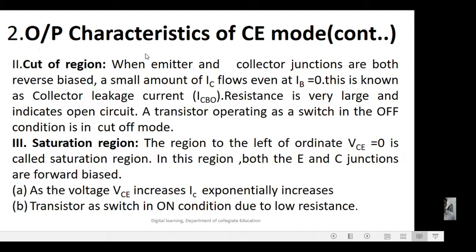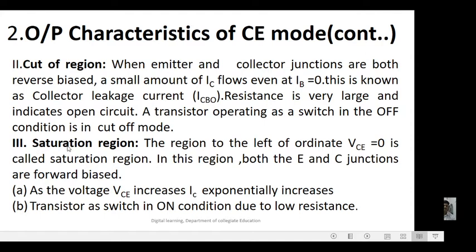Output characteristics of the CE mode. In the second point, we are going to explain the cutoff region. When emitter and collector junctions are both reverse biased, a small amount of IC flows even at IB equal to 0. This is known as collector leakage current, ICBO. Resistance is very large and indicates open circuit. A transistor operating as a switch in the off condition is in cutoff mode.